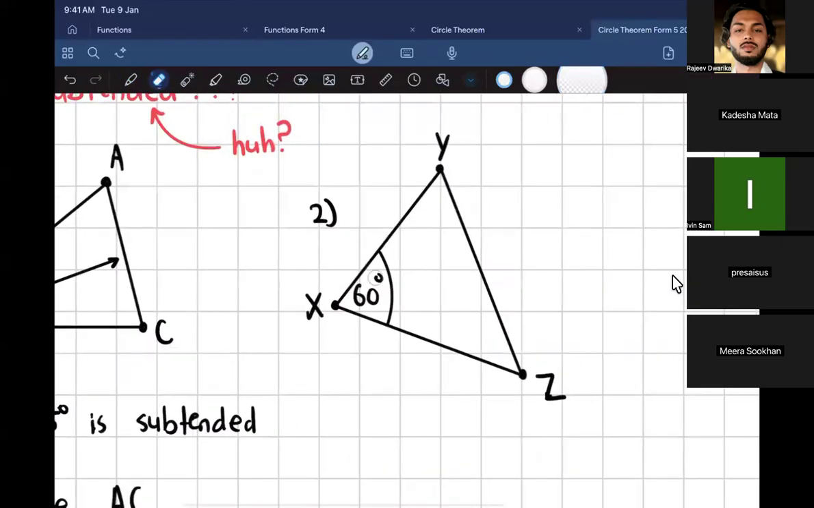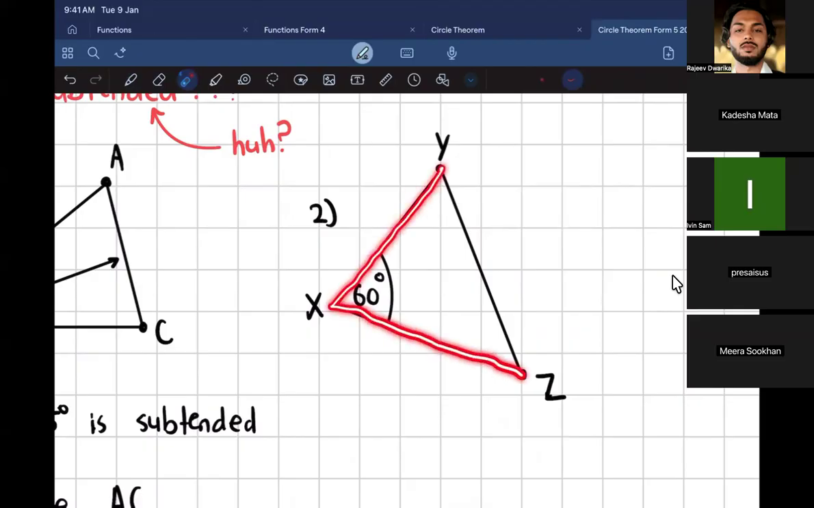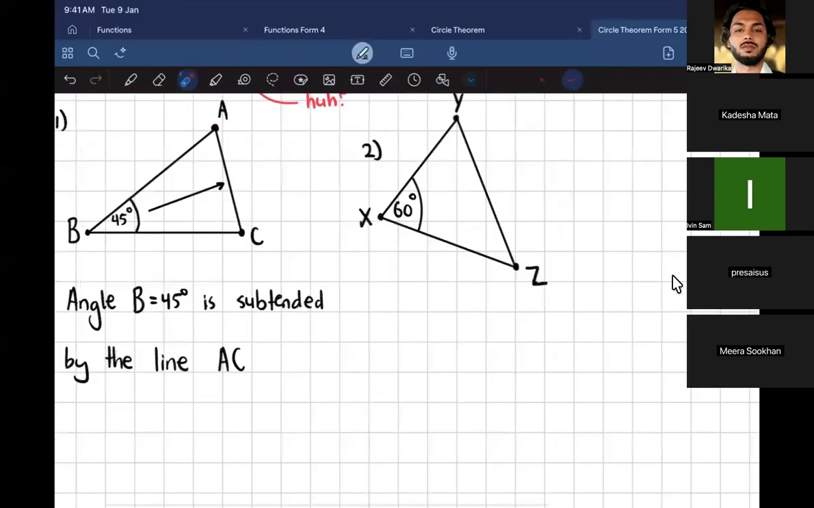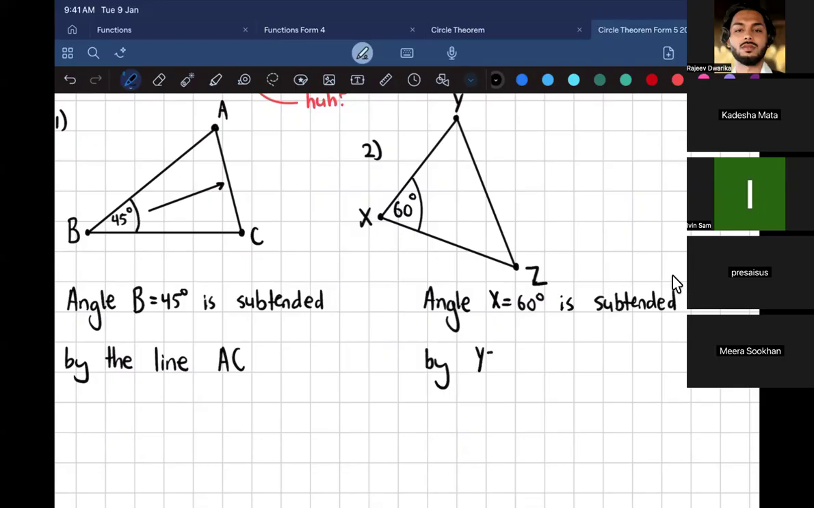Y and Z. Correct. And Mira, just think about it in a logical manner. Wouldn't this be the angle? Because of that angle, we have a length over here, and that length is YZ. So I would say angle X, which is equal to 60 degrees, is subtended by what? By Y and Z. Yep. That's it.